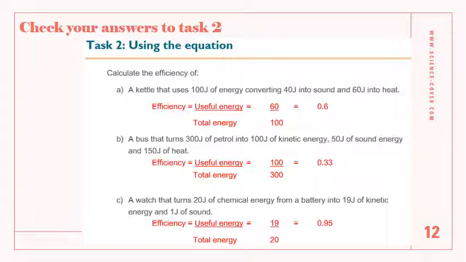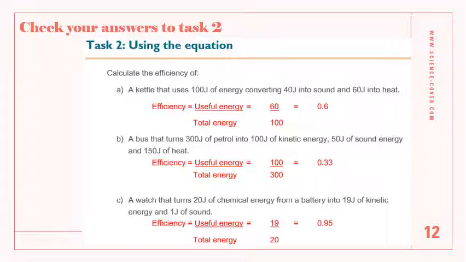Efficiency is the useful energy divided by the total energy. Since this is a bus, the useful energy is kinetic, so that's 100 joules, divided by the total energy, which was 300. So 100 divided by 300 gives us 0.33.